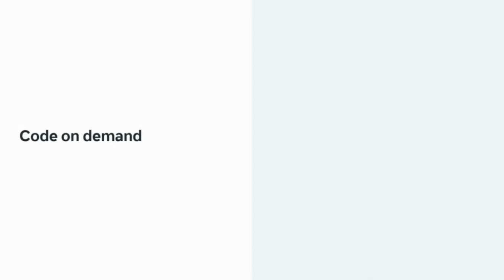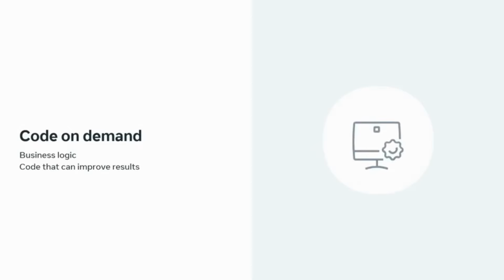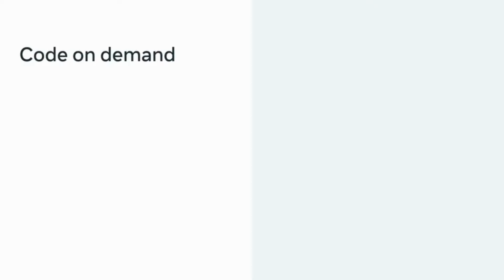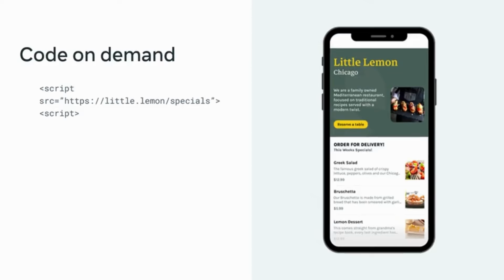Lastly, code on demand means that the API may deliver some business logic or code that the client can run to further improve the response result. To understand this code on demand feature, consider the following script tag that loads some JavaScript code from an API endpoint of the Little Lemon restaurant. Once loaded, this script can display any special menu items for that day. For now, these 6 constraints are just theoretical. Do not let them confuse you. Once you start developing your APIs, these terms will become clear to you.